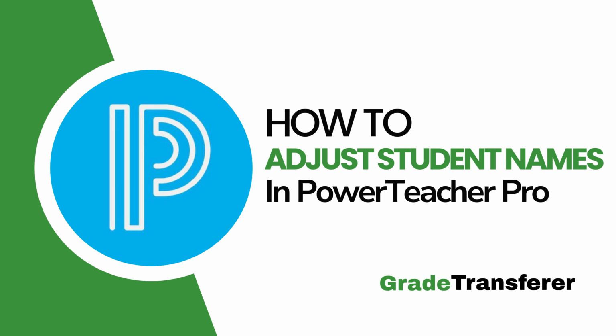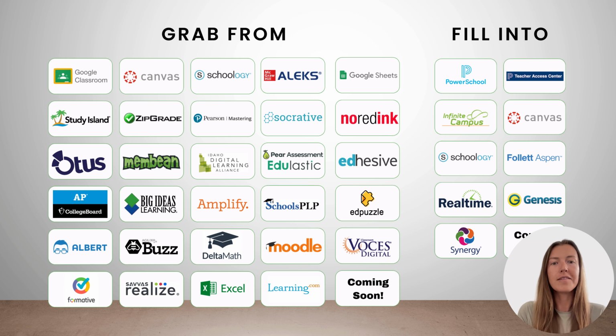Hey teachers, I'm going to show you how to easily adjust the view settings for student names in your PowerTeacher Pro gradebook to help you transfer grades. Let's get started. GradeTransferer has a flexible name matching algorithm that helps you transfer grades from your LMS, educational website, or spreadsheet into PowerSchool. However, sometimes student names appear very differently between the two gradebooks, and a quick adjustment needs to be made so you can successfully transfer the grades.